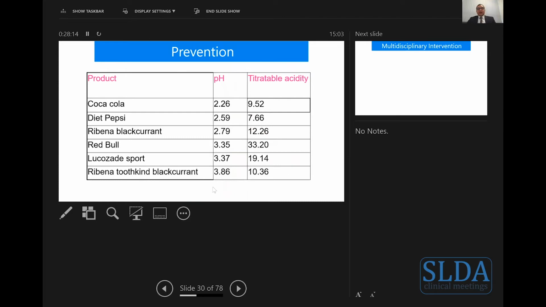While I'm talking about the acidity of our food, we need to keep in mind in passing that titratable acidity is of greater importance than the pH itself. So, for example, comparable products with a comparable pH might have a drastically different tooth wear effect on the tooth. So this Red Bull might be more harmful than Lucozade Sport, for example.